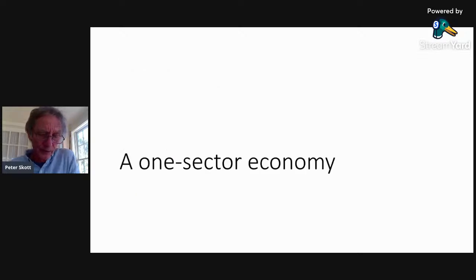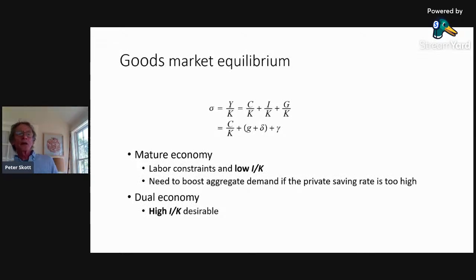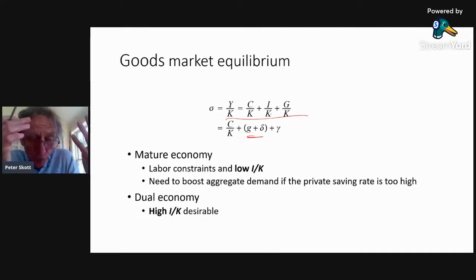Okay, the one sector economy. If you take a very simple standard Keynesian model, closed economy, then we have an equilibrium condition that says output equal to consumption plus investment plus government consumption. I have scaled it here. I've divided through by the capital stock, which obviously is useful if one is going to talk about growth. The I over K, I've rewritten now as g plus delta. g is the growth rate of the economy.